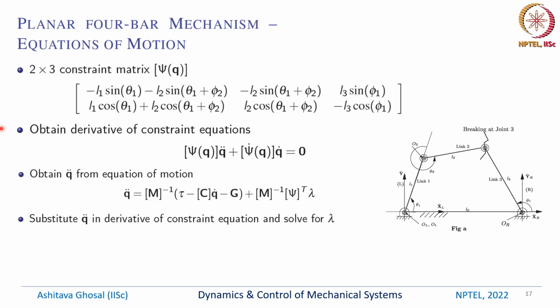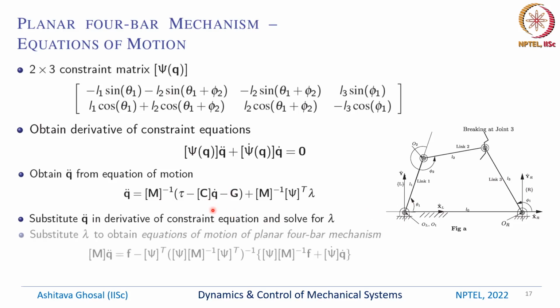So in the case of the 4-bar mechanism, psi is 2 by 3. How about the mass matrix? It is 3 by 3. There are 3 variables, theta 1, phi 2 and phi 1. So what will be this C q dot? It will be a 3 by 1 vector. Again, this f is nothing but tau minus c minus g, and the generalized coordinates for this 4-bar mechanism are theta 1, phi 2 and phi 1.